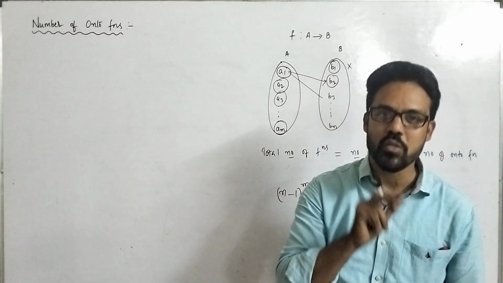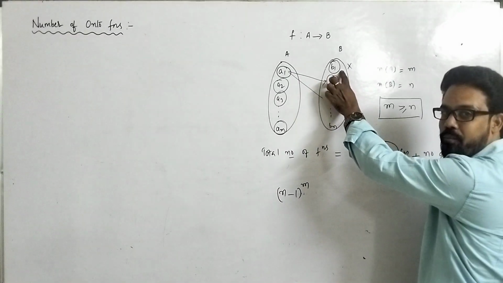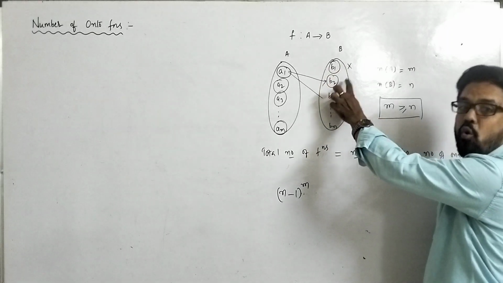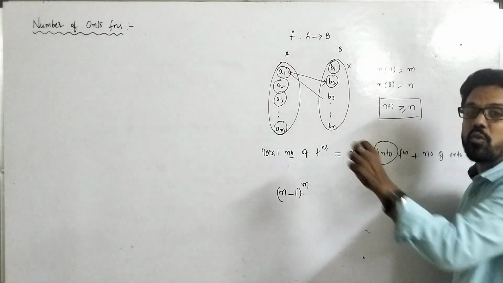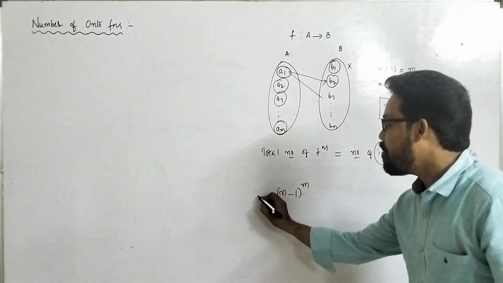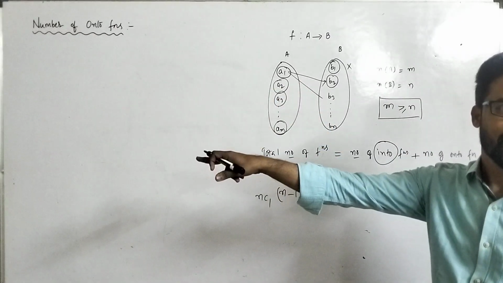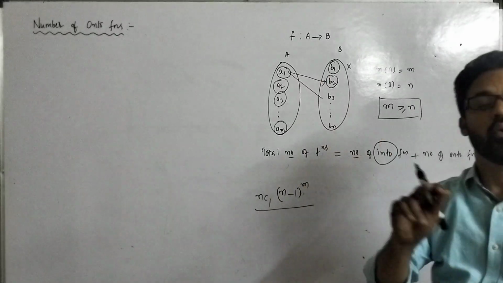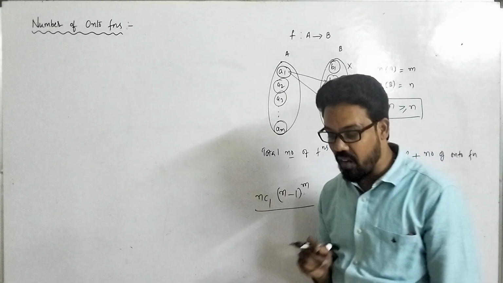Now, my dear students, that one element, I suppose here I have taken as B1. It need not be only B1. It can be B1 or B2 or B3 or so on to Bn. How many ways can I leave one element? Such numbers are there, n elements are there. That means selecting one element out of n. That is in the ways of nC1 into n minus 1 whole to the power of m. nC1 into n minus 1 whole to the power of m.